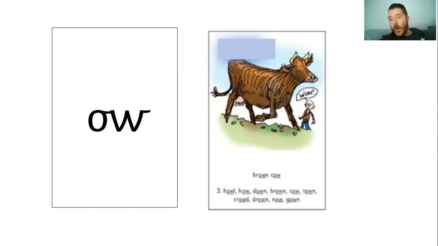So we're going to do one more lesson on the ow sound. That's because we're going to look at comparing the two ow sounds that we know and thinking about the rules and when to use each one. This is the one we learned last week, the ow, O-W. And what's the picture? It's brown cow. So we've got words like howl, how, down, brown, cow, town, crowd, drown, now, and gown.